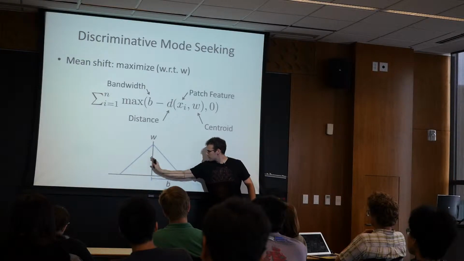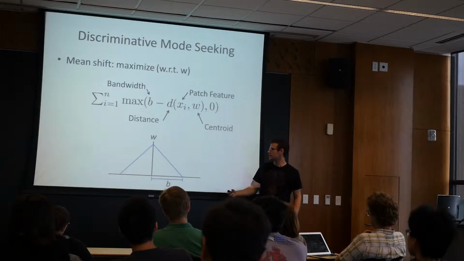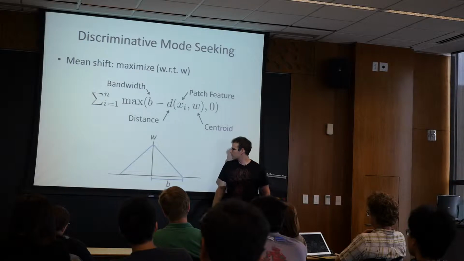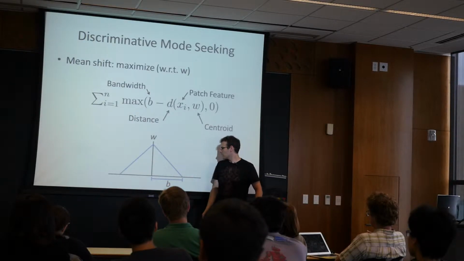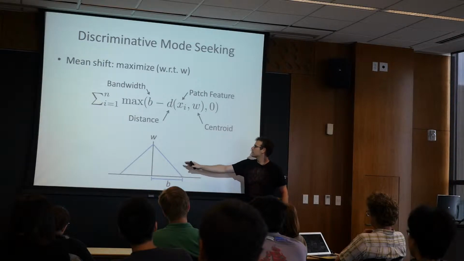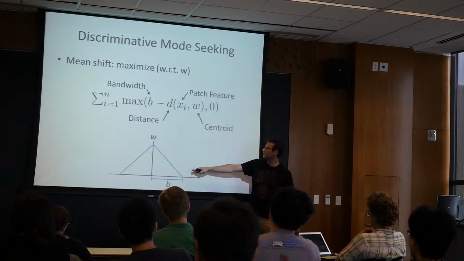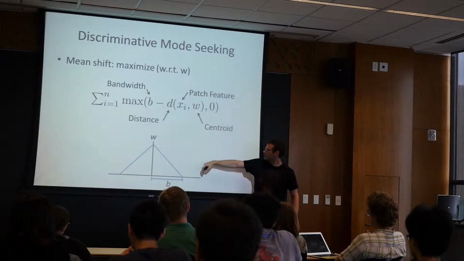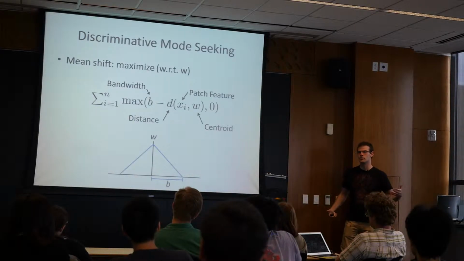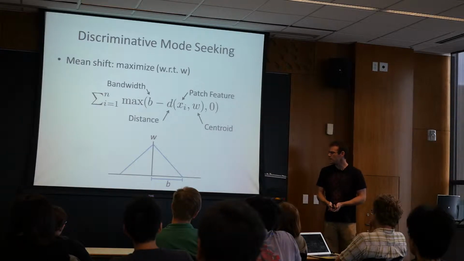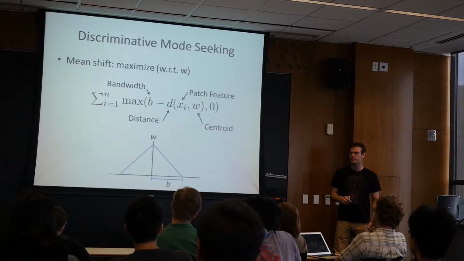So here's the W point where we're trying to estimate our density. We go through all of our data points, and for each one, if it's exactly at W, well, we get a reward of B. As the distance increases, the reward diminishes until we get to that distance of B. And then from that point on, it adds 0 to our estimate. This is the standard triangular kernel.